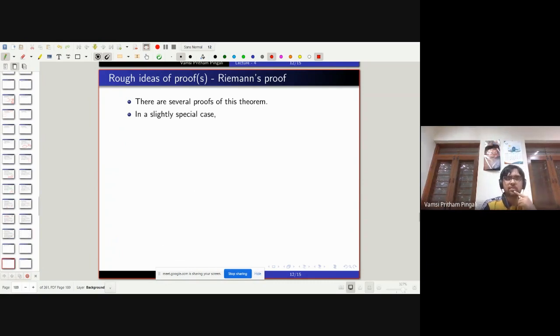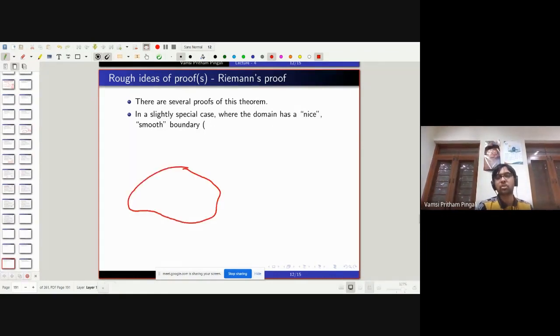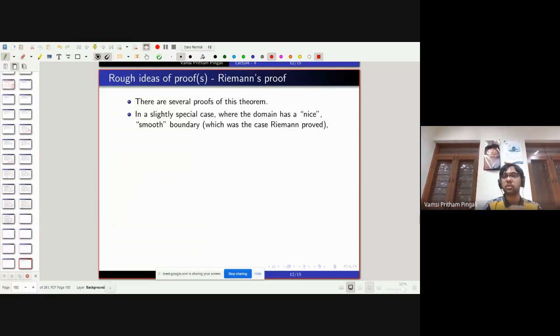In a slightly special case, which is what Riemann considered, where the domain has a nice boundary, that is things like this, as opposed to things like this, okay? One can do it using some ideas of physics. This is why I like this proof. Riemann's interesting idea was the following.